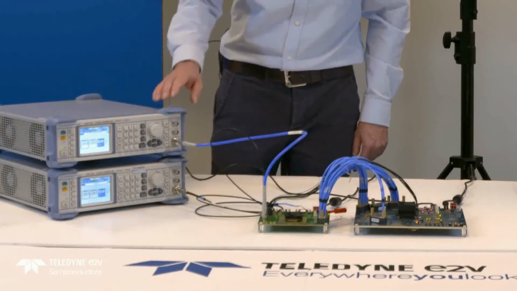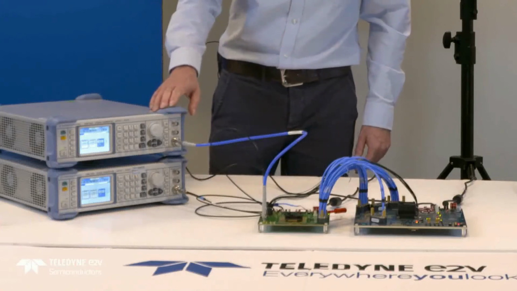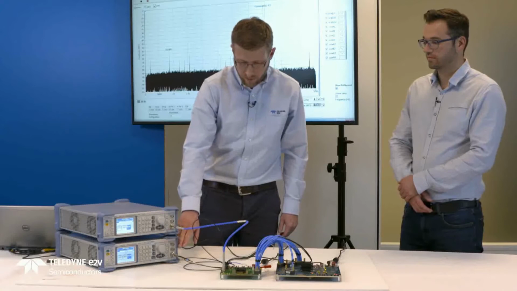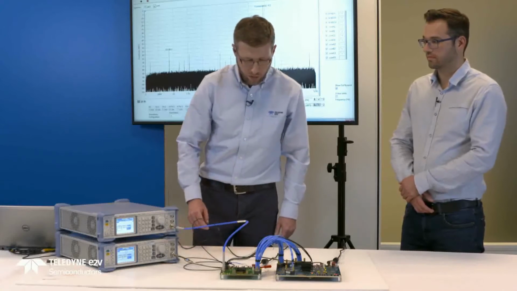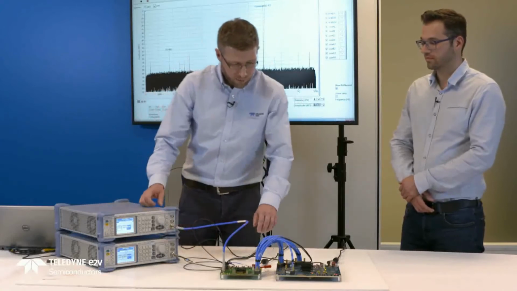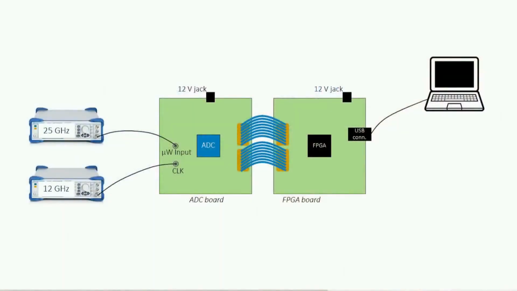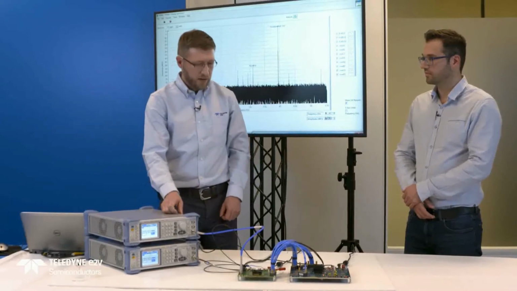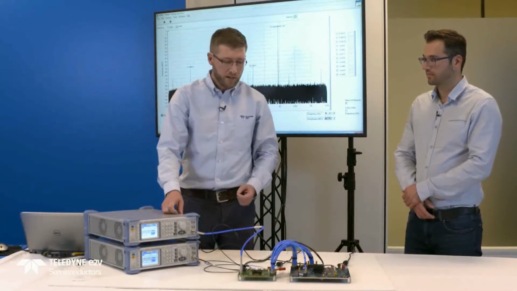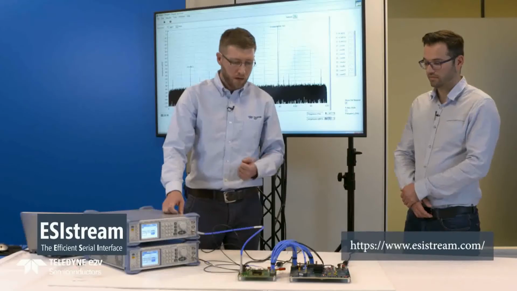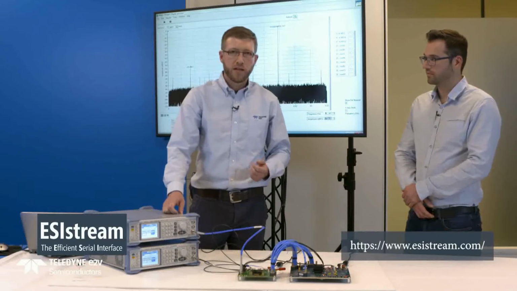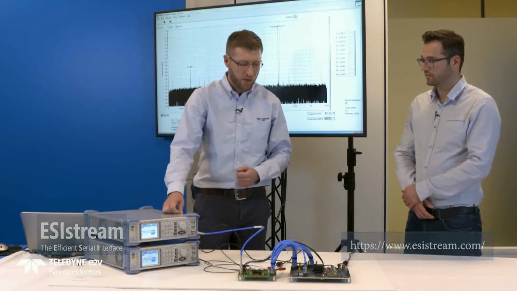We are using a clock signal up to 12 gigahertz, and a signal generator for the analog input, up to the Ka band. Between the two boards, there are 16 coax cables in order to send the digital data between the A to D converter and the FPGA. So these links are the high-speed serial lanes supported by the EC-Stream communication protocol with data throughput up to 12.8 gigabits per second.